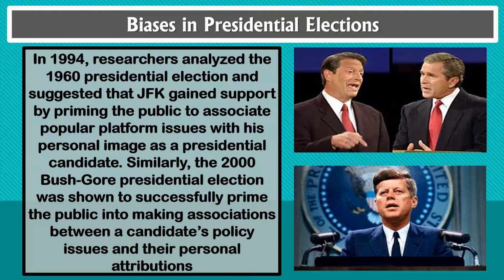Priming is also a key player in the realm of politics. In a 1994 analysis of the 1960 presidential election, researchers posit that John F. Kennedy used priming as a highly successful campaign plan through which he was able to bridge the gap between platform issues popular with the public and his personal image as a candidate, to integrate the two by priming the public to make these associations. Another analysis cited the 2000 Bush-Gore presidential election as support for the aforementioned priming conjecture of public associations between a candidate's policy issues and their personal attributions. The author focused on the power of frequency priming and potentially using these associations to keep candidates accountable for positions and policy issues once in office.